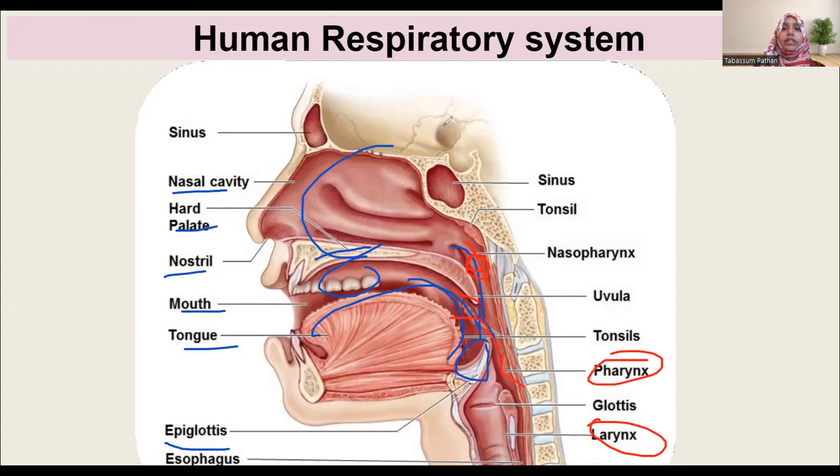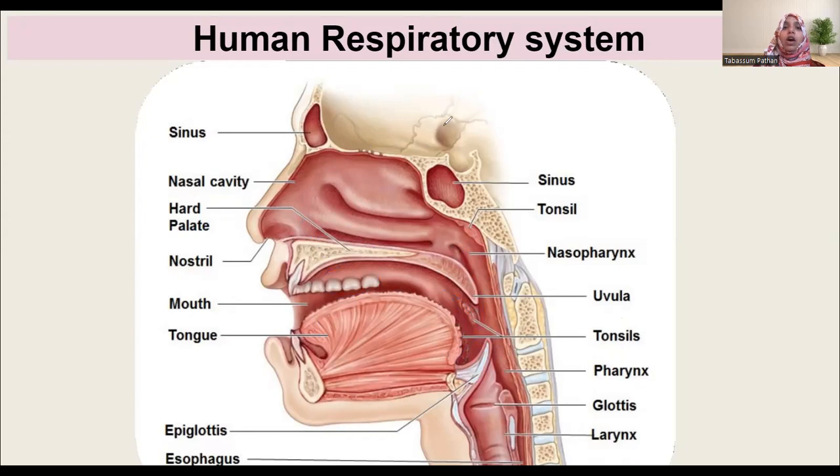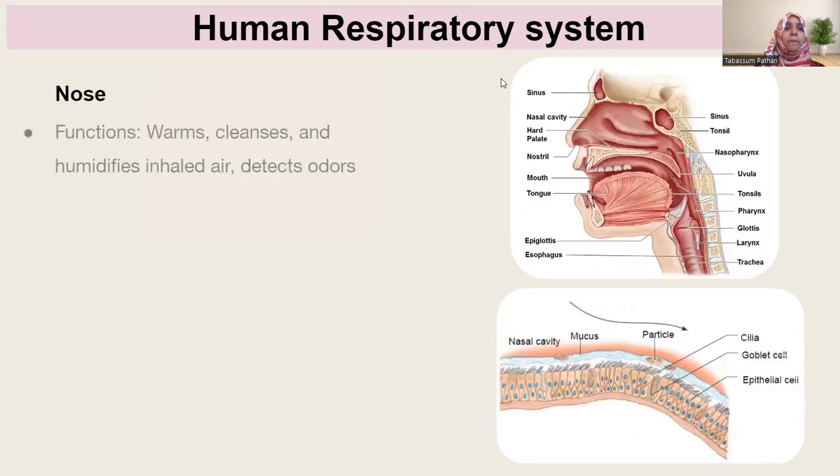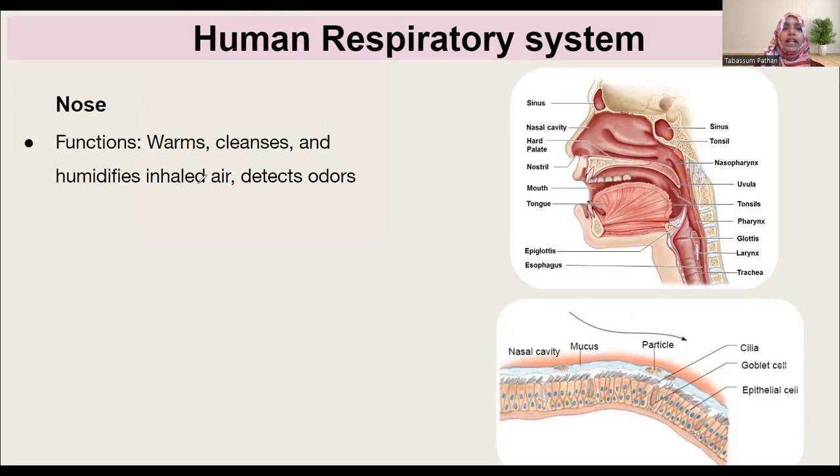We are going to take this up one by one, and we are going to see the structure and the function of these parts of the upper respiratory system. We begin with the nose first. The function of the nose is to warm, cleanse, humidify, inhale air, and detect odors. The air that we breathe, it cleanses the air, it adds moisture to the air, and the main function is to detect odors.